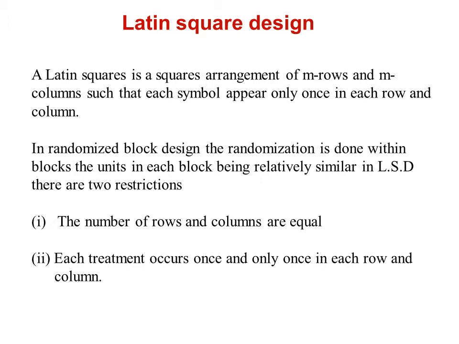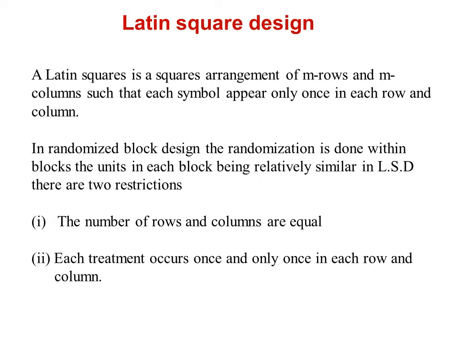Look at this. A Latin square is a square arrangement of m rows and m columns such that each symbol appears only once in each row and each column, which means it should be a square matrix. If three columns are given, then three rows have to exist, then only we can apply this. That is why the name itself is Latin square design. That means the number of rows and columns should be equal, and in every row and every column one term is supposed to appear only once. Okay, some I will explain later.